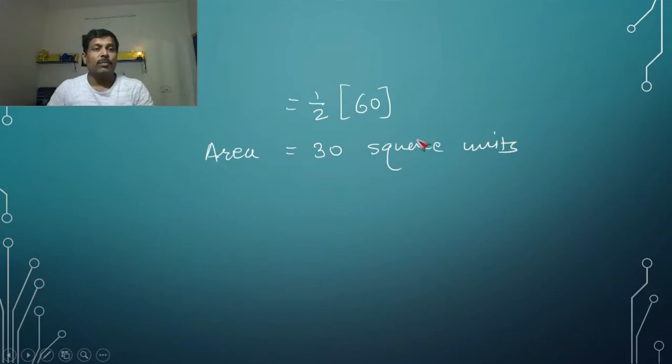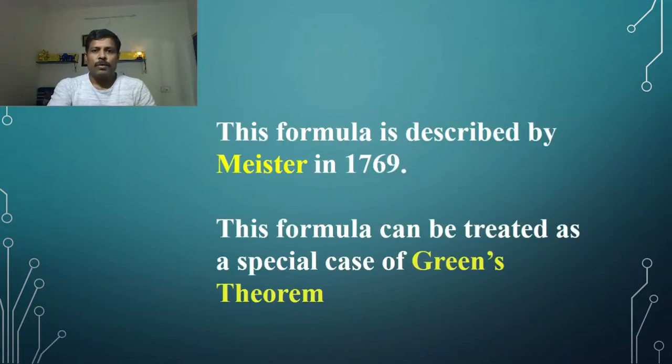So this is the way we can calculate the area of any polygon using this method. So this formula was described by Master in 1769, and this is a particular case of Green's theorem.